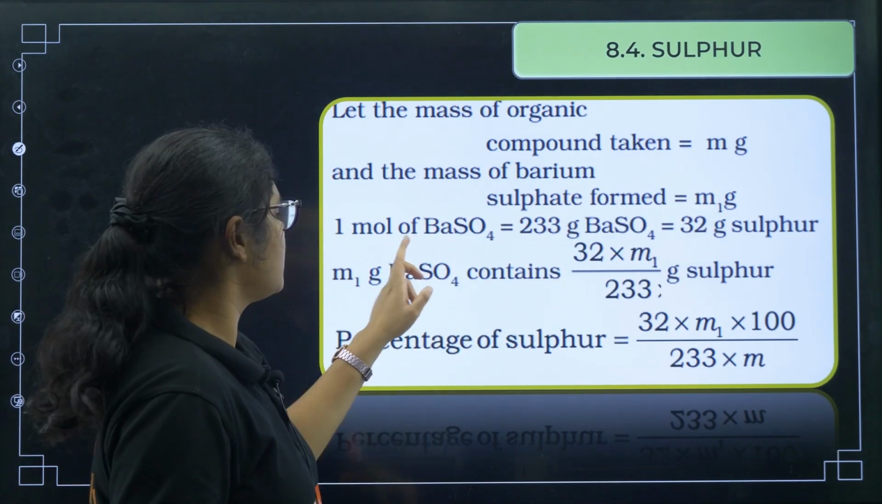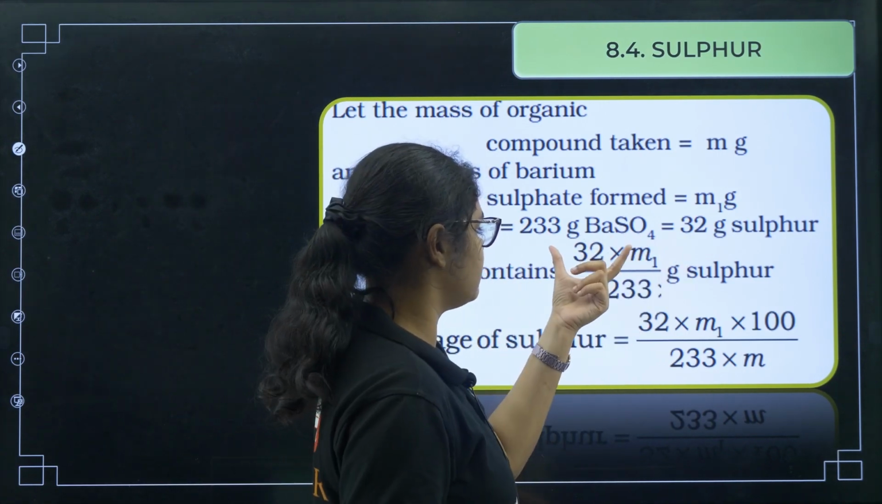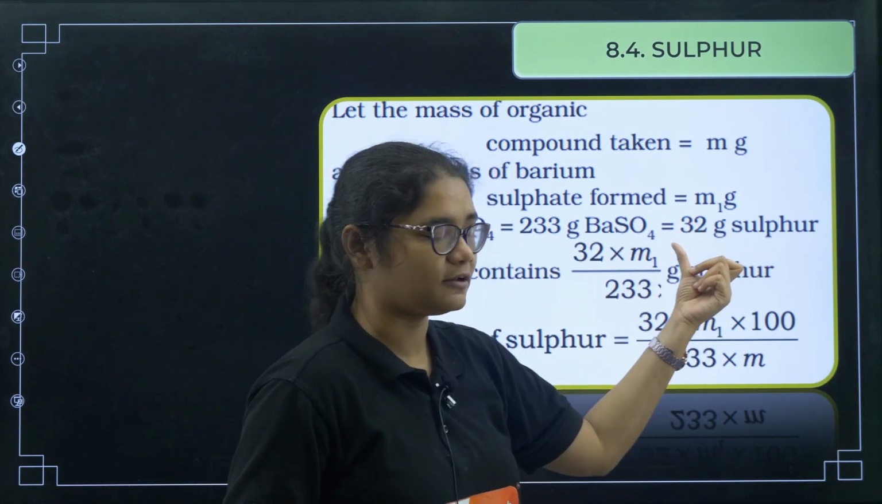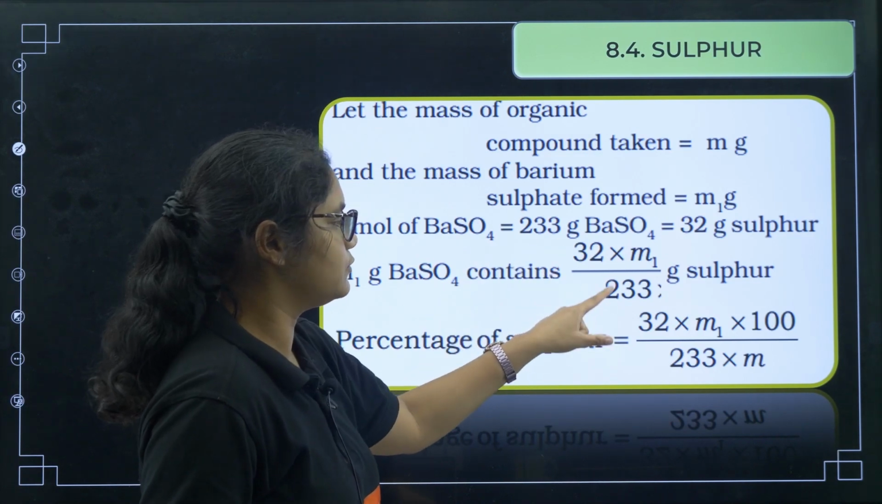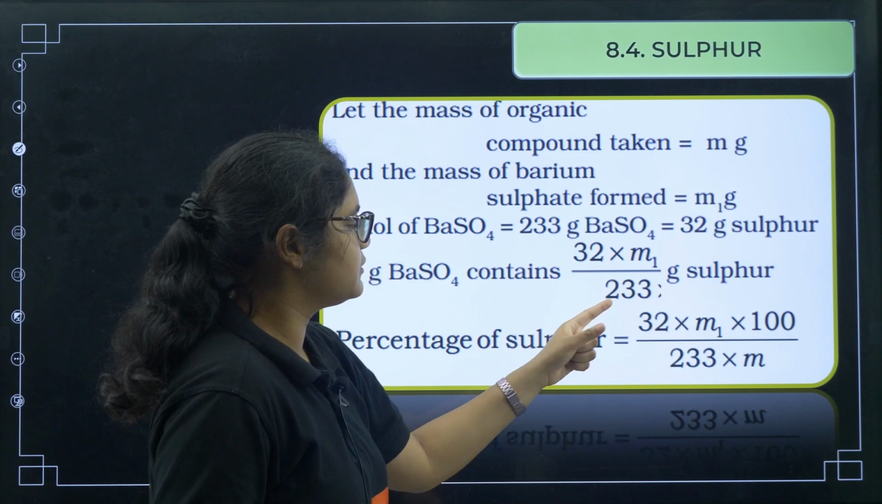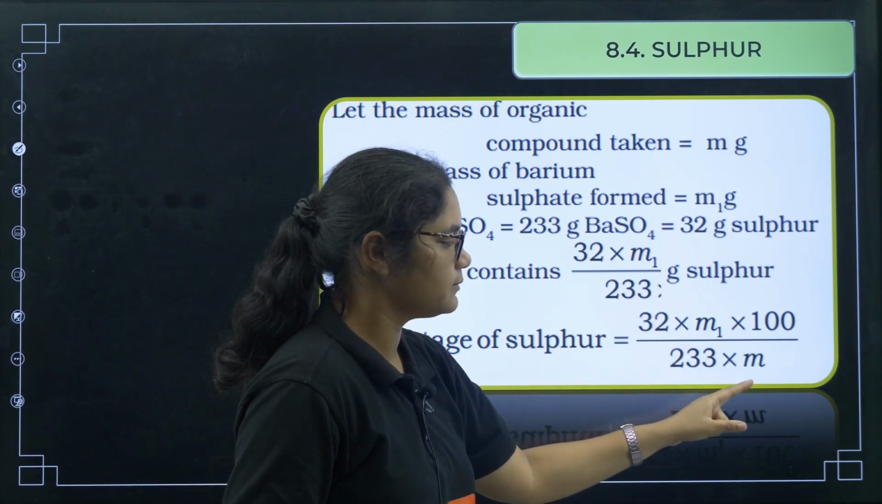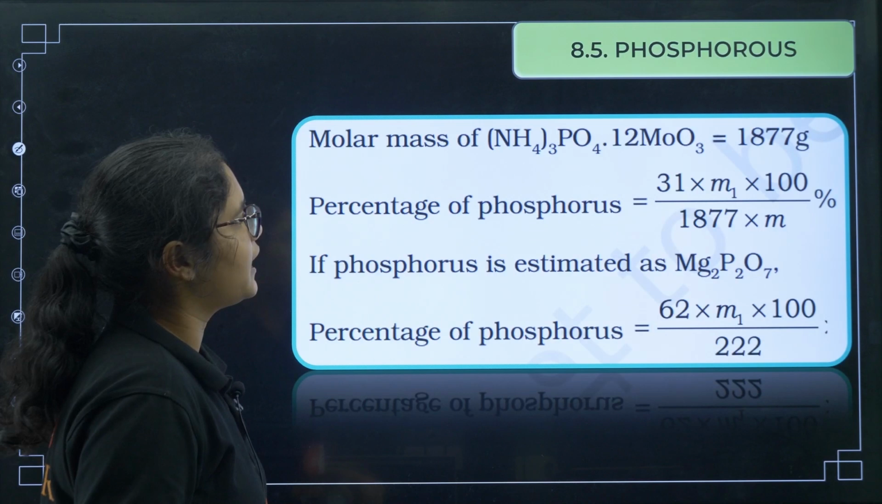Okay, now in 1 mole of barium sulfate there are 233 gram of barium sulfate, which contains 32 gram of sulfur. So m1 gram of barium sulfate will contain 32 by 233 into m1 gram of sulfur. Percentage of sulfur will be 32 by 233 into m1 by m, into 100. And next we have phosphorus.